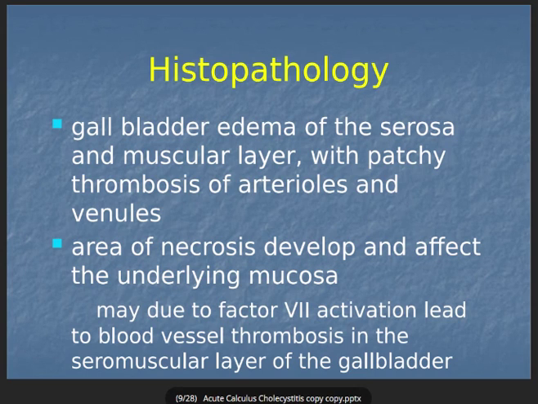So what happens? The gallbladder, contracting against resistance, starts to develop edema and muscular tear with patchy thrombosis of the arterioles and venules. This is because of the contraction against resistance and the bile coming back into the gallbladder, causing injury to the mucosa. An area of necrosis develops and affects the underlying mucosa. The theory is that factor 7, it's not a theory anymore, it's well established, leads to blood vessel thrombosis and to injury to the submucosa.